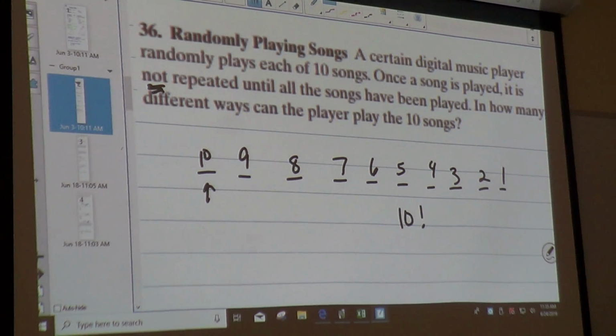Now, this is like lining up people. You're lining up songs. So you're going to play whatever song first, and then the songs are coming out in an order. The order to you doesn't matter, but they're coming out in an order. So if it's, give me 3 songs.